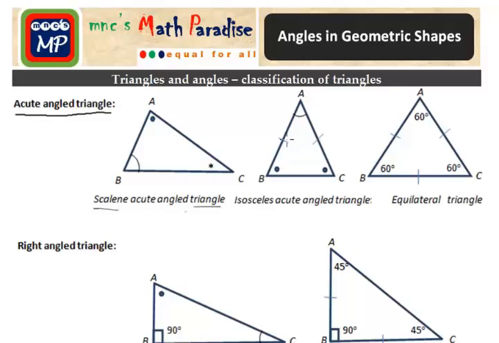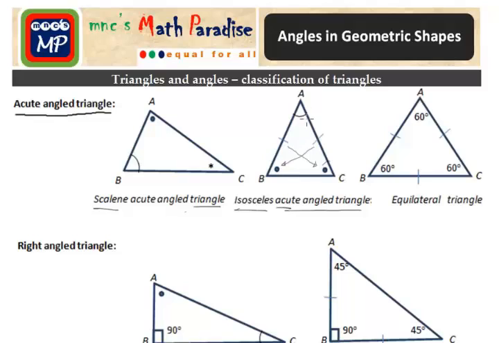For this case, these two arms are the same. All three angles are acute and these two arms are the same and they are corresponding. That is, this arm's opposite angle, corresponding angle is this one, and this other arm's corresponding angle is this one. So when a triangle is acute angle and two arms are equal, then their corresponding angles, this angle and this angle, are also equal. So this triangle is called an isosceles acute angle triangle.